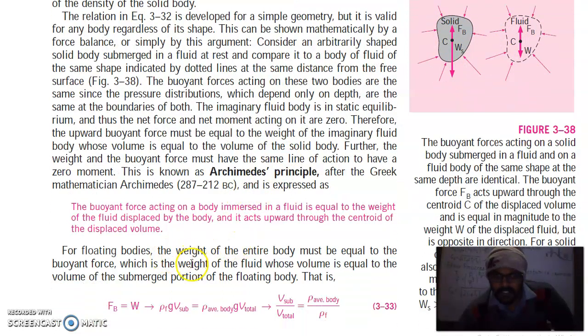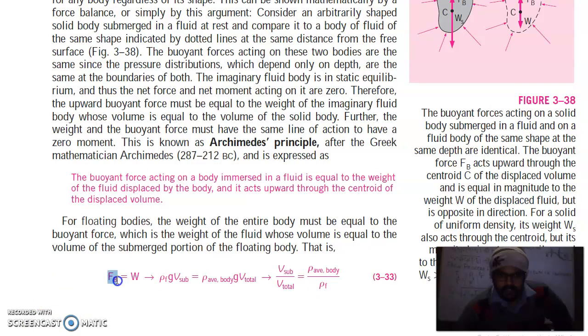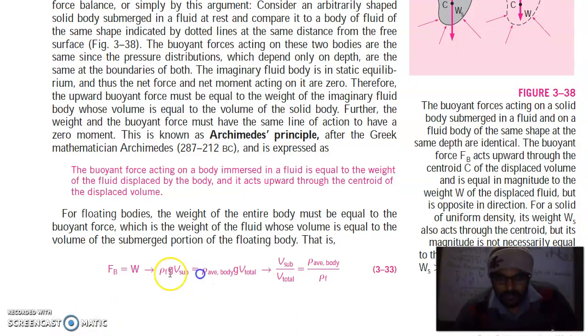For floating bodies, the weight of the entire body must be equal to the buoyancy force. If the body floats, it means these two forces are balanced, that is, the weight is balanced by the buoyancy force, which is the weight of the fluid whose volume is equal to the volume of the submerged portion of the floating body. So buoyancy force is equal to weight. Now the weight is density of fluid times gravity times the submerged volume of the floating body. This term equals the average density of the body times gravity times the total volume of the body.